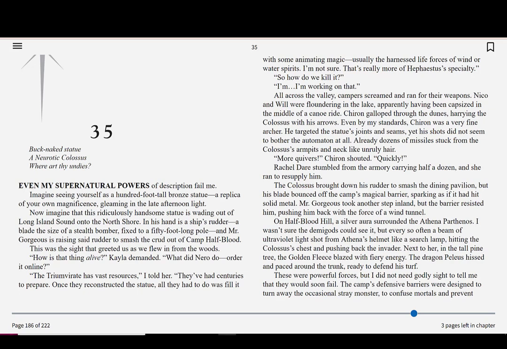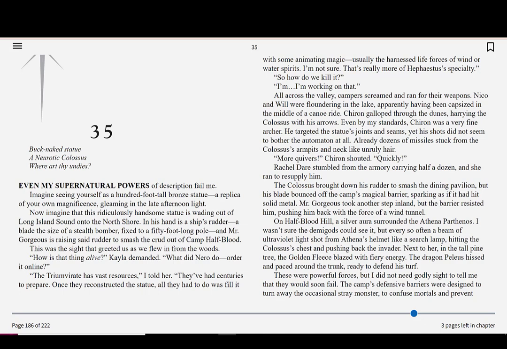Chapter 35. Buck Naked Statue, a Neurotic Colossus. Where art thy undies? Even my supernatural powers of description fail me. Imagine seeing yourself as a 100-foot-tall bronze statue, a replica of your own magnificence, gleaming in the late afternoon light. Now, imagine that this ridiculously handsome statue is wading out of Long Island Sound onto the North Shore. In his hand is a ship's rudder, a blade the size of a stealth bomber, fixed to a 50-foot-long pole, and Mr. Gorgeous is raising said rudder to smash the crud out of Camp Half-Blood.